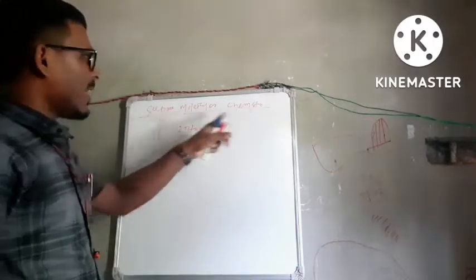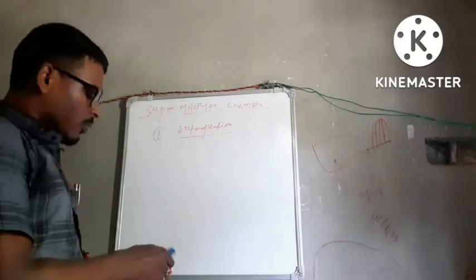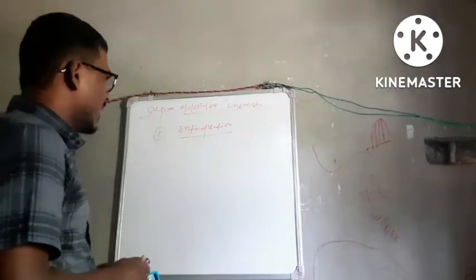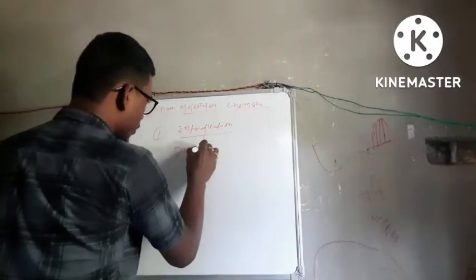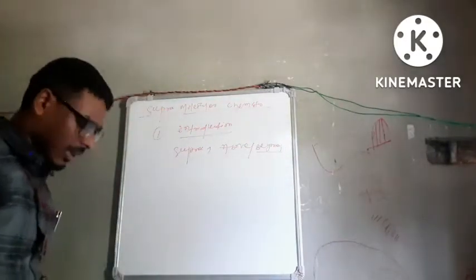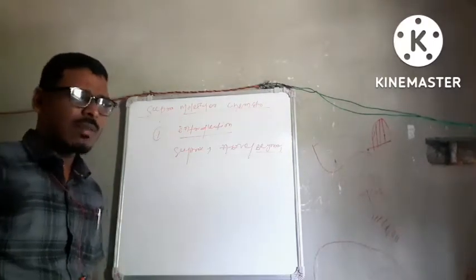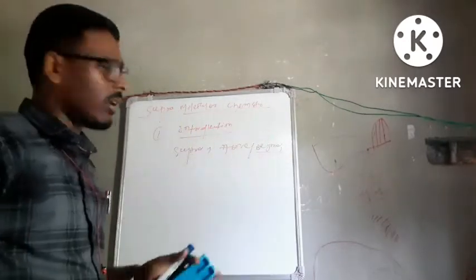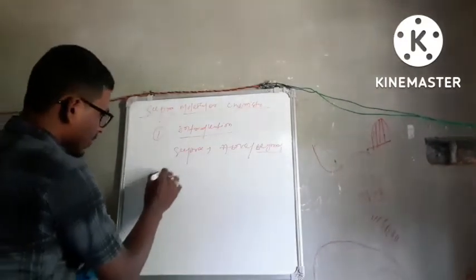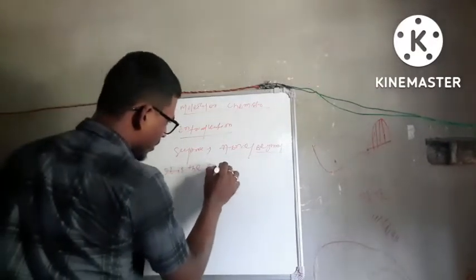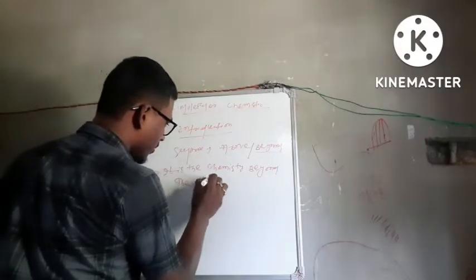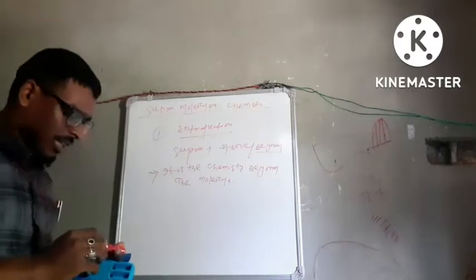Here we have supramolecular chemistry. The word supra is a Latin word, whose meaning is above or beyond. So the definition of supramolecular chemistry is that it is the chemistry which is beyond the molecule or above the molecule, because supra means above or beyond. It is the chemistry beyond the molecule. This is the general definition.